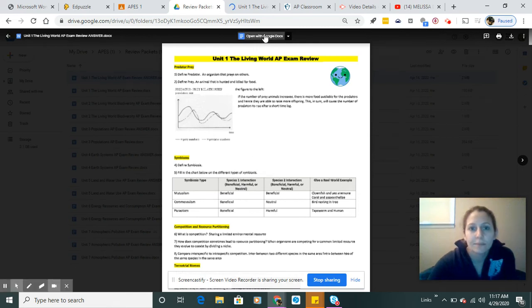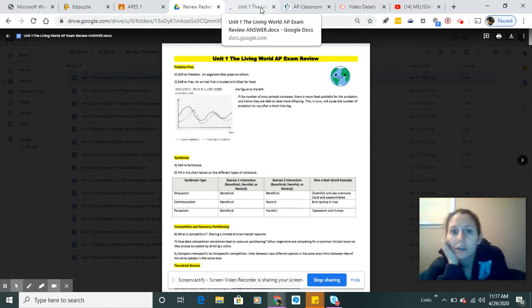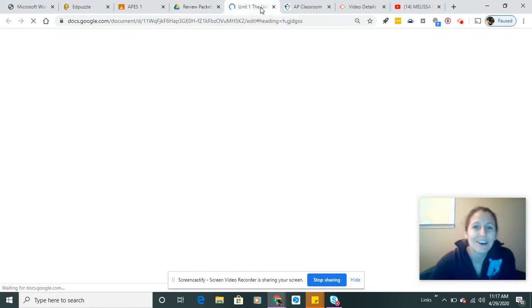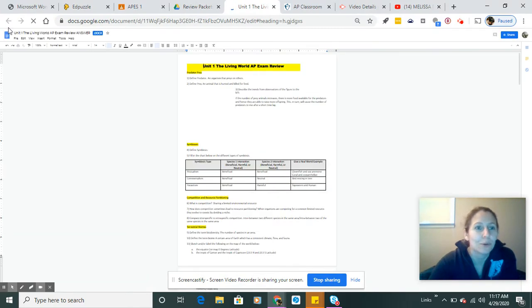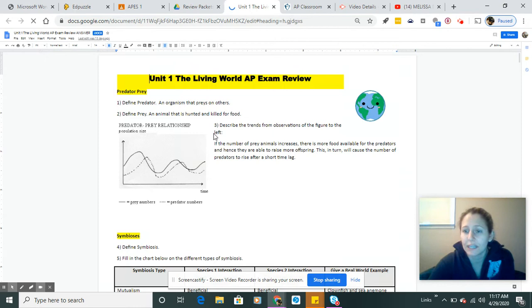Hi guys. This is the Unit 1 Living Environment, no, Living World AP review. I'm trying to open it up on Google Doc. Here we go. I'm just going to go through it and explain anything that I think you guys maybe had trouble with. But if you have any questions from Unit 1 or any of the other units, please don't refrain from reaching out to me.